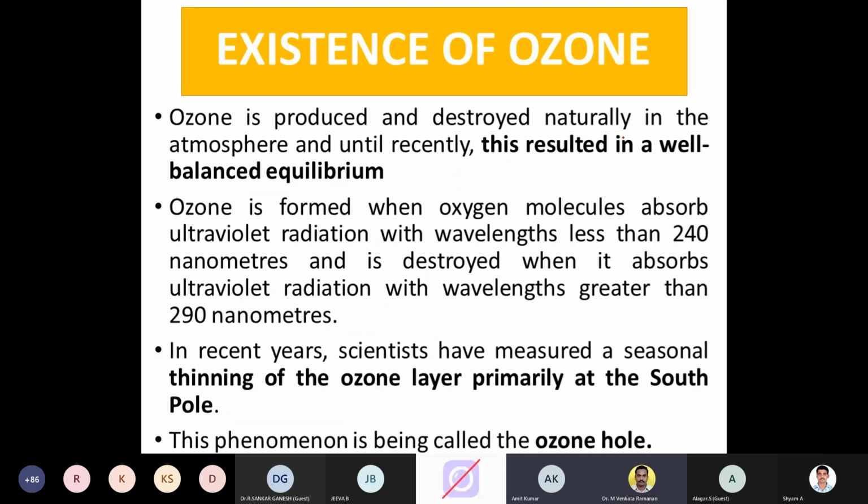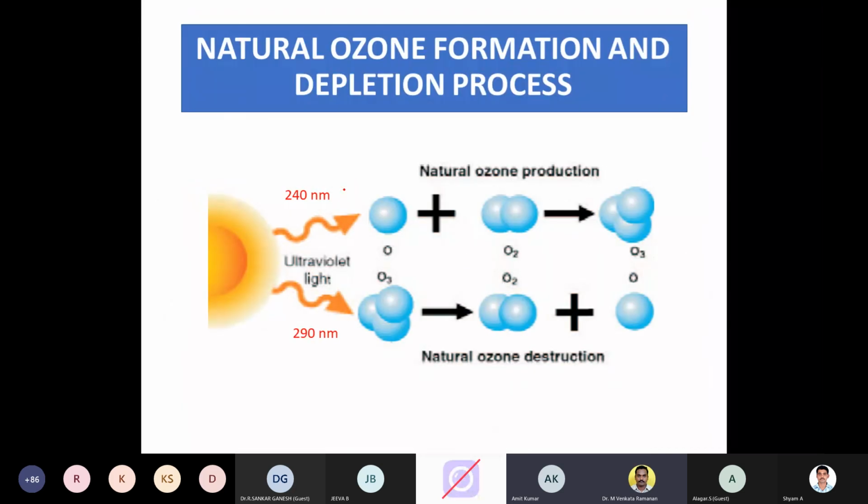Now, what happens to the ozone? Ozone exists in equilibrium. It forms, then it dissociates, and it again forms. Now see here, ozone was existing. The ultraviolet ray from the sun has an impact here. It dissociates ozone into oxygen and monoatomic oxygen, O2 and O, at a lower wavelength. Here I split the ozone into O2 and O.